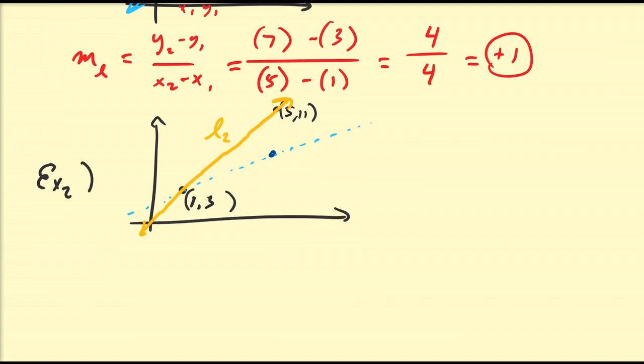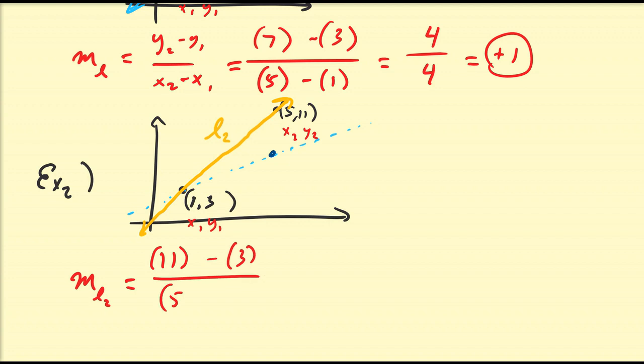So let's find the slope of line L2. So the slope of line L2 is going to be equal to, I'm going to call this x1, y1, and this x2, y2. So y2 is going to be 11 minus 3 divided by 5 minus 1. So 11 minus 3 is equal to 8. 5 minus 1 is equal to 4. And 8 divided by 4 is positive 2.